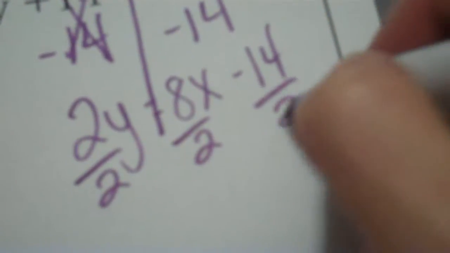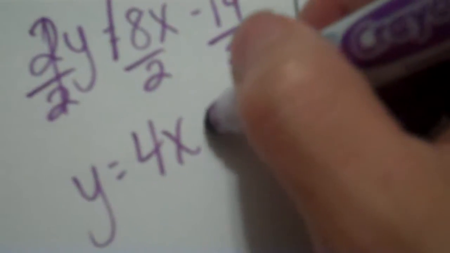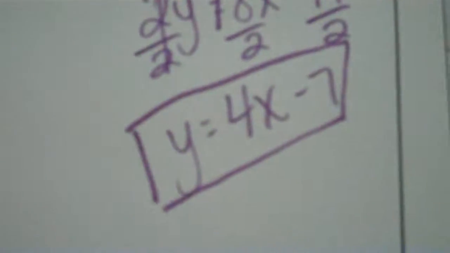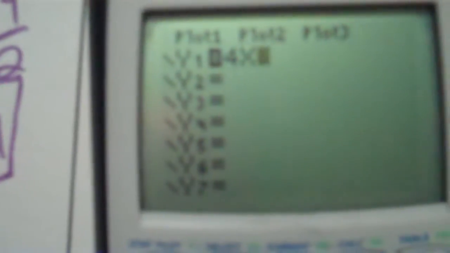And then we divide by 2. 8 divided by 2 is 4x. And negative 14 divided by 2, I'll tell you, is negative 7. Okay? So that's the equation. And I need to see if this table matches it. The easiest way to do that is to go to y equals in your calculator and type in the equation, which is 4x minus 7. If you can see that, kind of hard to see.